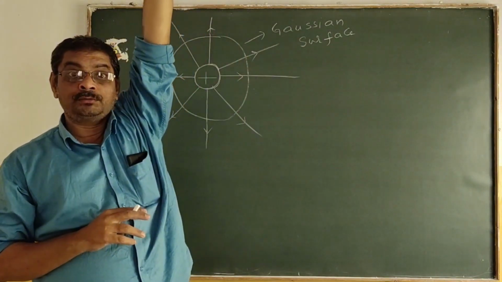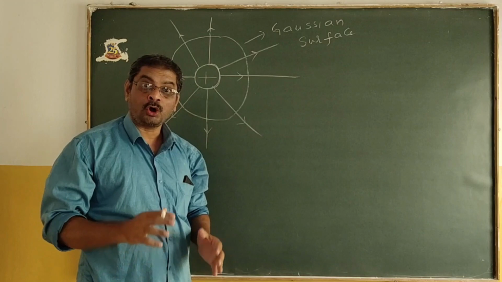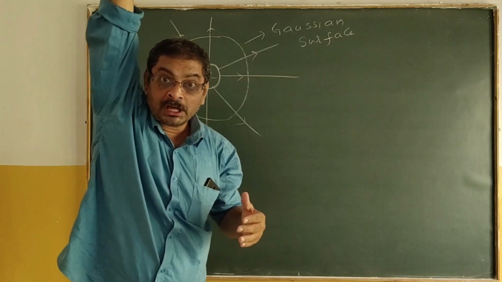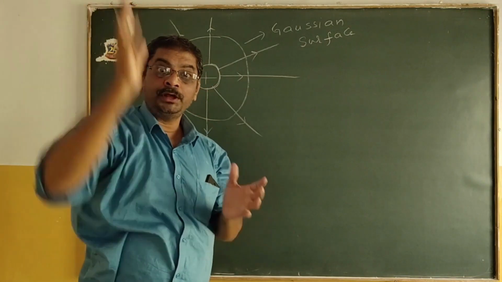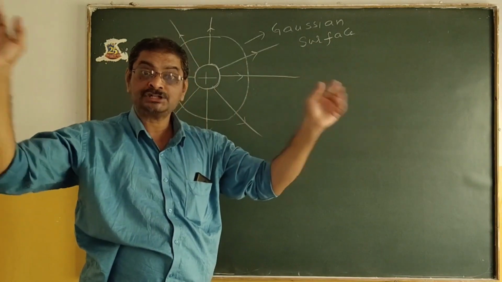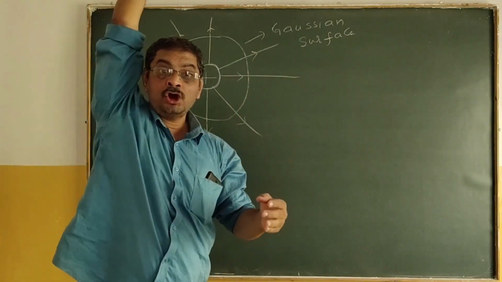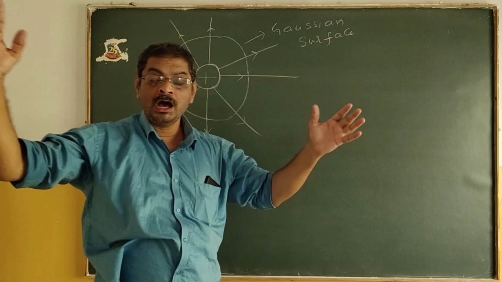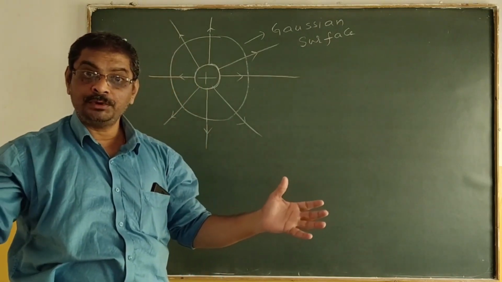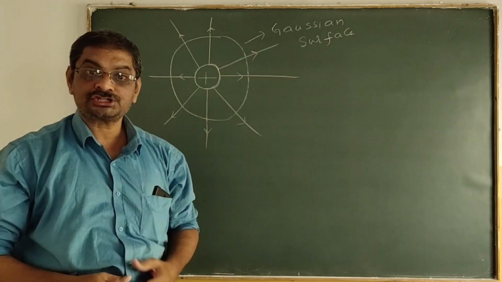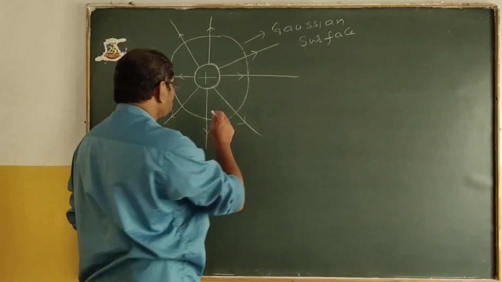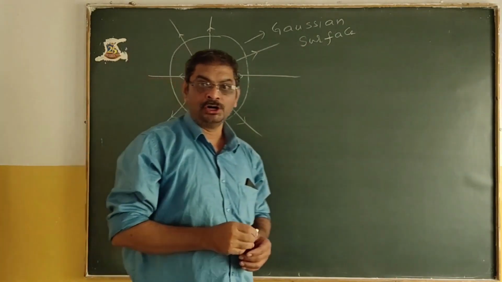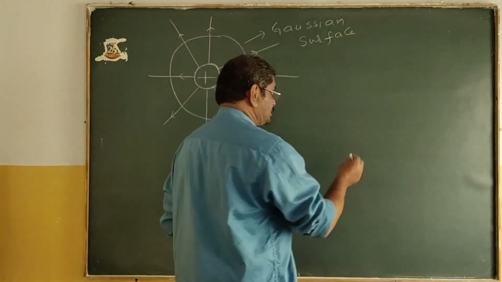So remember the important thing: due to the positive charge, all the lines of force will be radially outward, or we can also say all the lines of force will be diverging from the Gaussian surface. That will be the lines of force we got due to the positive charge.